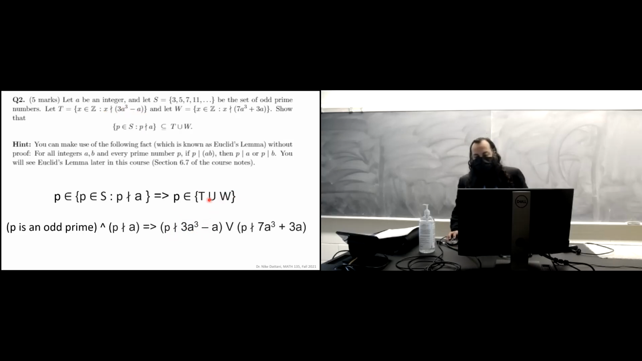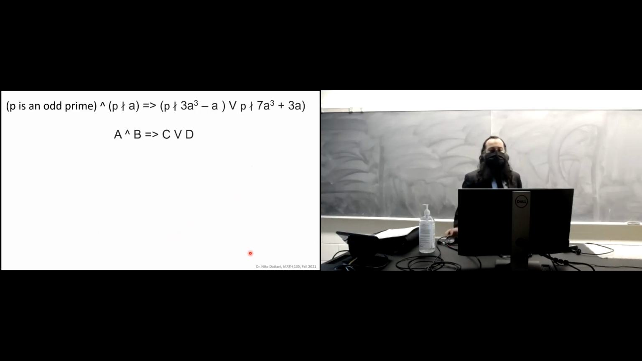And its union, if I have a union, T union W, that means that it could be in T or it could be in W. So W is saying that the element does not divide 7a cubed plus 3a. Okay, so we have that. All right, so we have something of the form A and B implies C or D. Okay, that's what we have. A and B implies C or D.